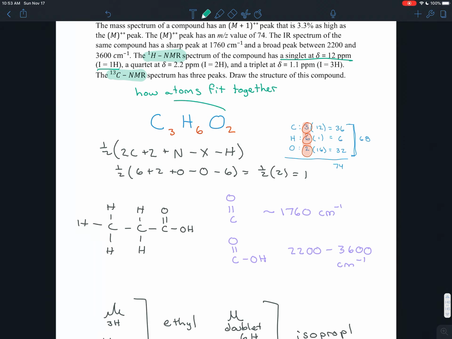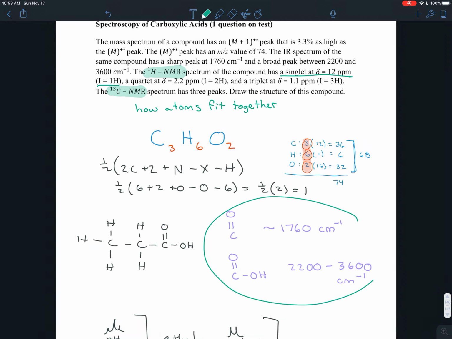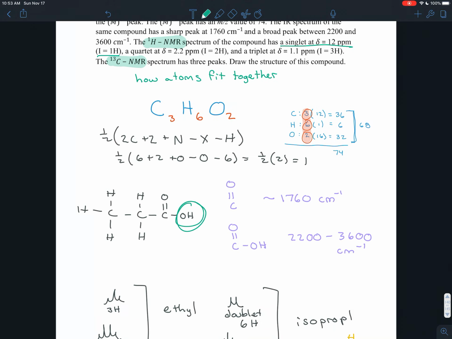Altogether, the mass spectrum, which gave us a molecular formula that had a degree of unsaturation of 1, supports having a carboxylic acid. The IR spectrum, which had the 2 features of a carboxylic acid, supports a carboxylic acid. And now the NMR spectrum, a singlet at 12 parts per million with an integration of just 1 hydrogen, is really supporting that carboxylic acid. So we are almost positive we have the carboxylic acid.